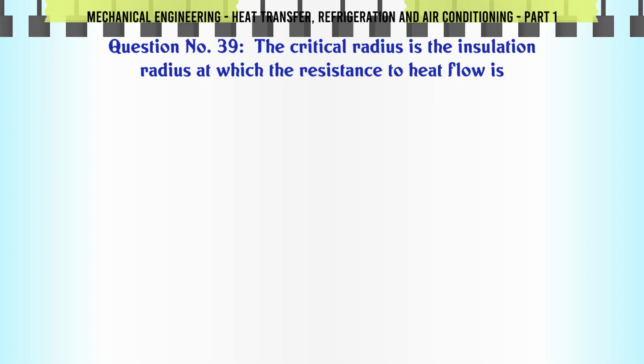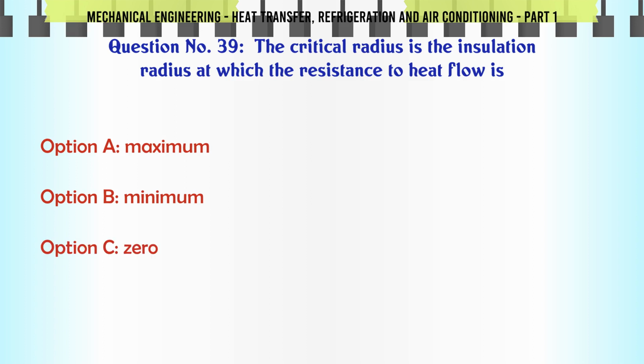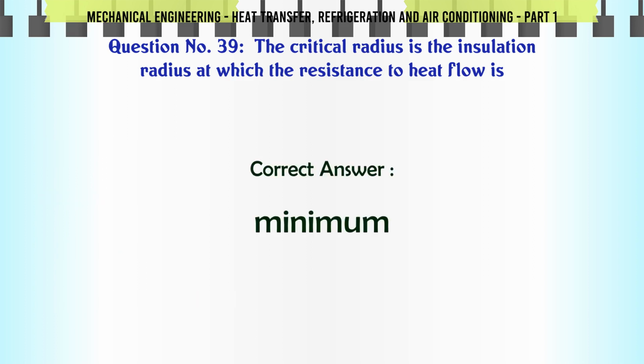The critical radius is the insulation radius at which the resistance to heat flow is: A. maximum, B. minimum, C. 0, D. none of these. The correct answer is minimum.